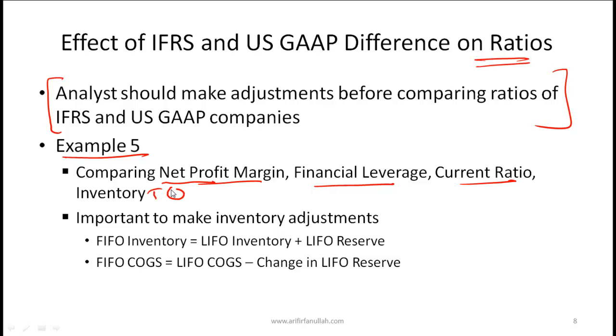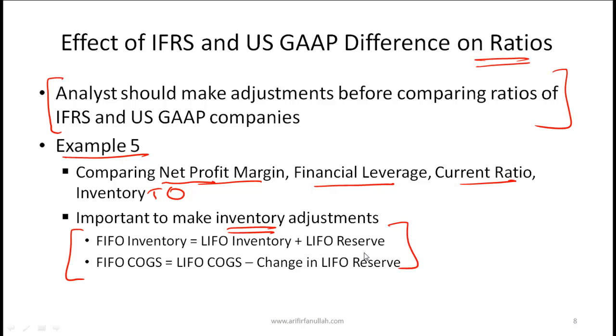Obviously before we can compare these ratios, we need to make adjustments, and one of the most common adjustments that needs to be made when comparing IFRS and US GAAP is the adjustment to inventory. Since the example in the reading talks about this adjustment, and there are problems at the back that also talk about this adjustment, I think that's a clue that maybe this is a higher probability question on the exam. So we've already talked about this.